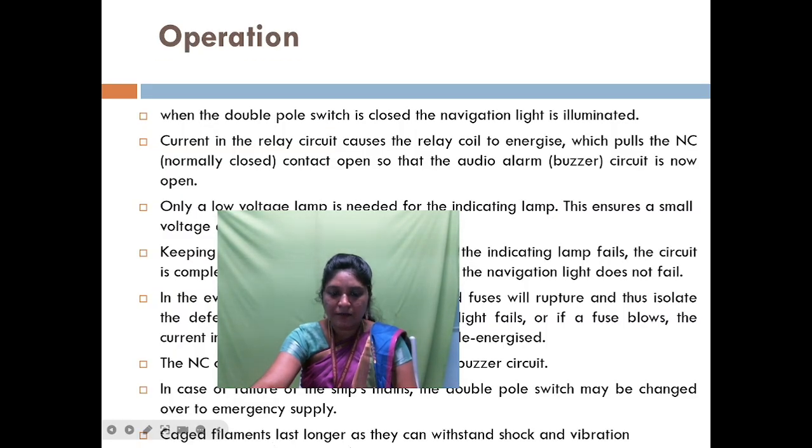A caged filament is provided for this lamp. Why? Because it should withstand shock or any mechanical vibrations that take place, and it should protect the lamp. So the caged filaments are kept so that inside this lamp is placed the caged filament.